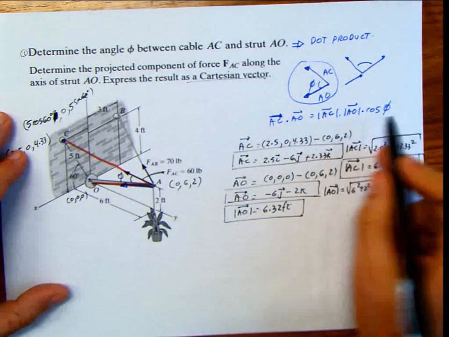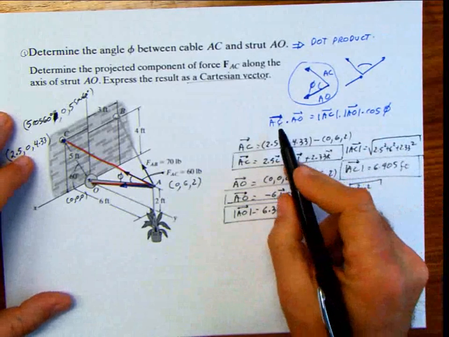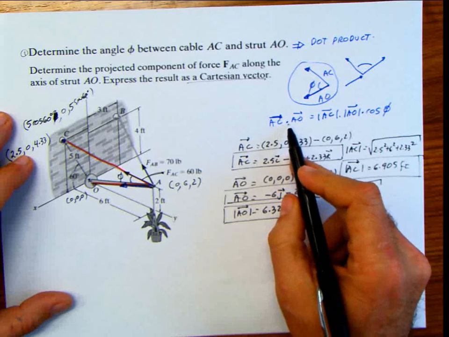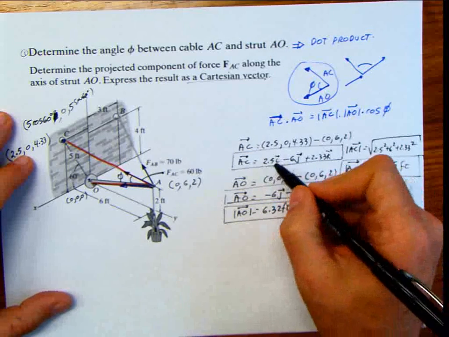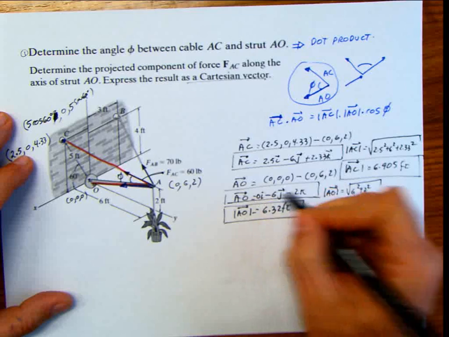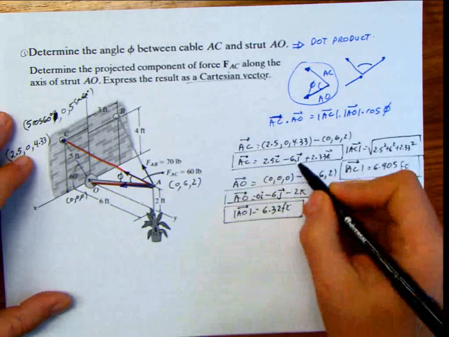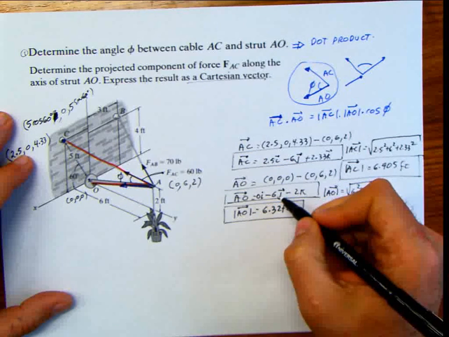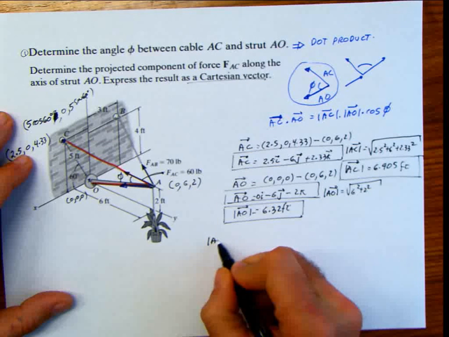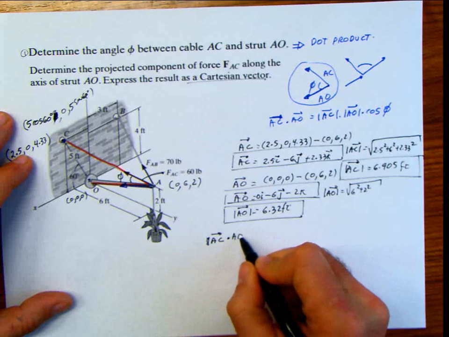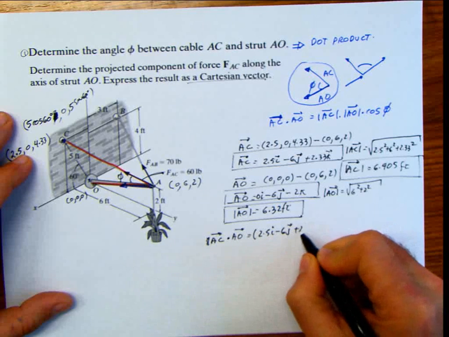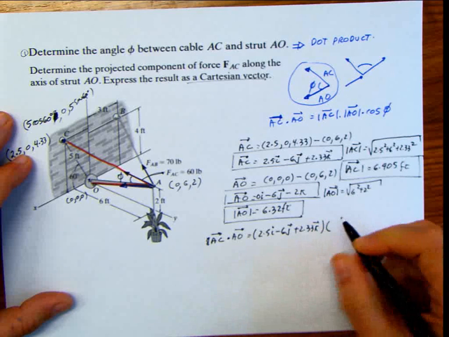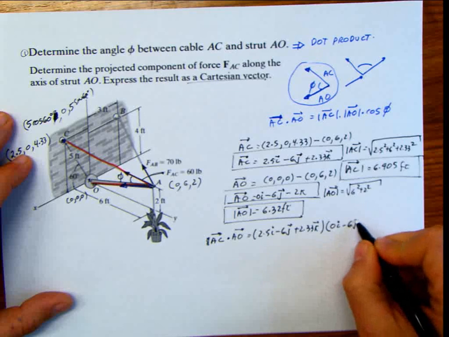Now the only thing that we have to do is apply our equation for dot product. We have to get the multiplication of AC dot AO. We have AC and we have AO. If we dot multiply this, it's going to be I with I. Remember, this is 0 I here. So I with I is 0, plus J dot J, that's 36. Let's calculate that part first. AC, not the magnitude, as a vector, dot AO is going to be equal to 2.5 I minus 6J plus 2.33K dot multiplied by 0 I minus 6J minus 2K.